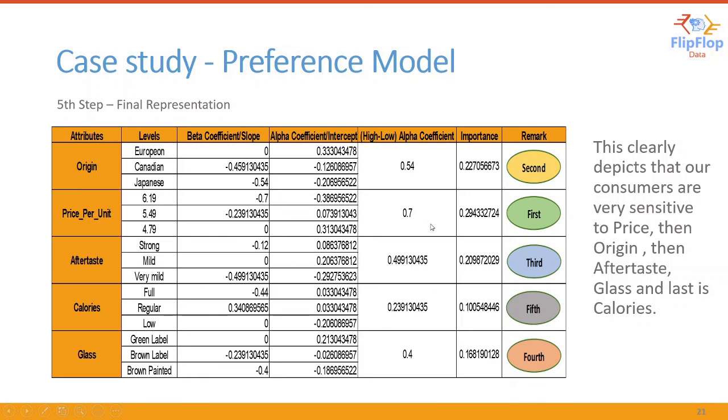So from the importance column, you see the attribute with the highest value is considered the most important factor. If we see here, our price per unit is the highest. So this is one of the most important factors to be considered, and how we consider it here is: consumers are very sensitive to price. Then second is origin. Then after origin comes aftertaste, then after aftertaste comes glass, and the last is the calorie.